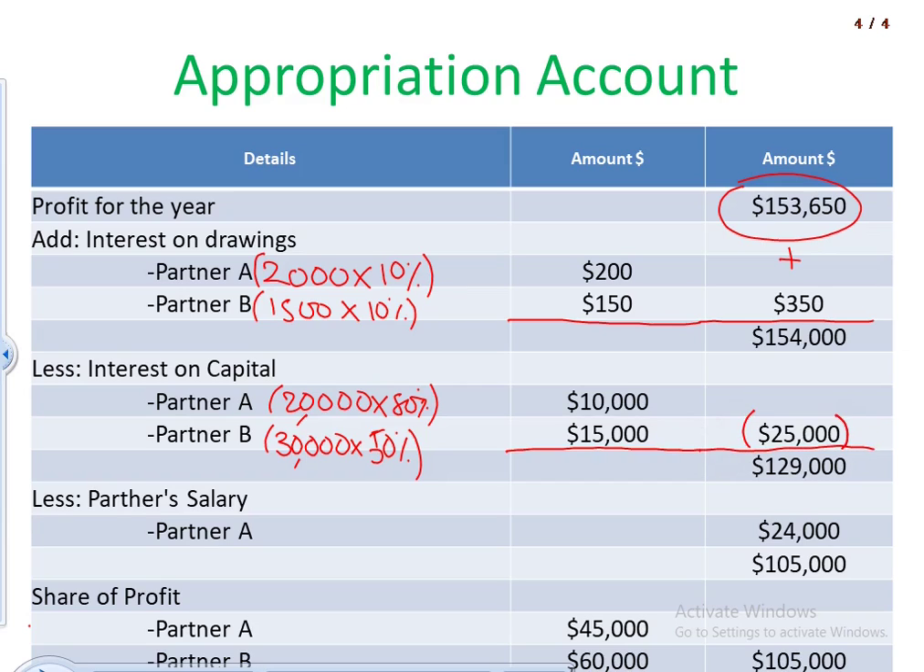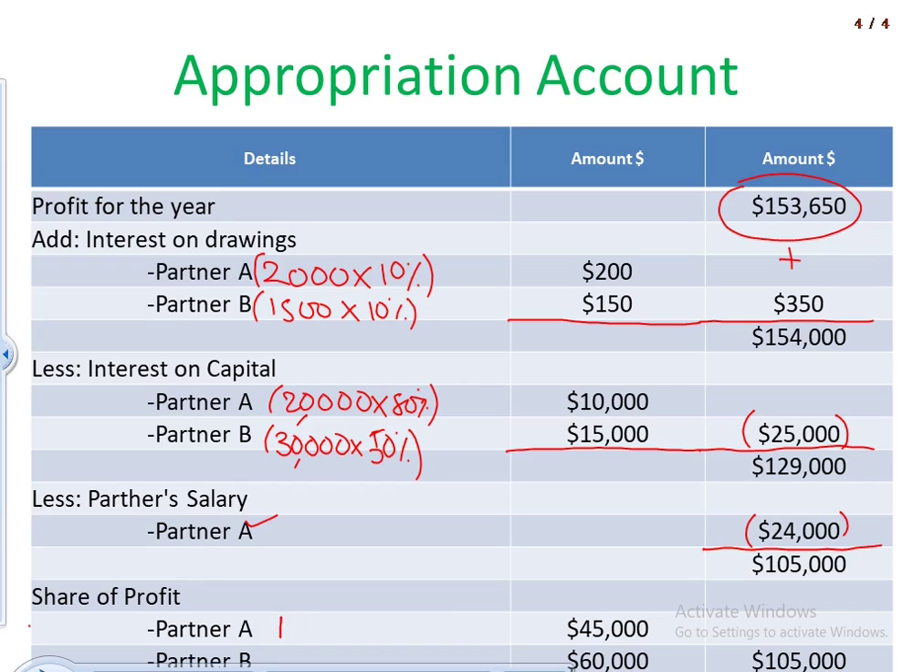Now, when we subtract 25,000, the remaining amount is 129,000. From that 129,000, we also said partner A is entitled to a salary of 24,000. It is mentioned in the partnership agreement. So partner A is getting a salary of 24,000. When we subtract this salary, the remaining amount is 105,000. So this 105,000 should be divided between A and B in the ratio 3:4.